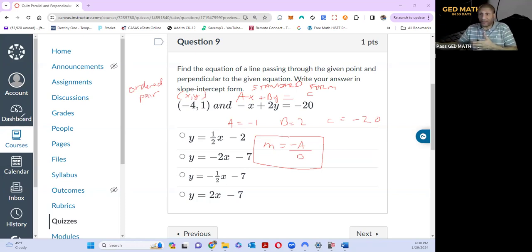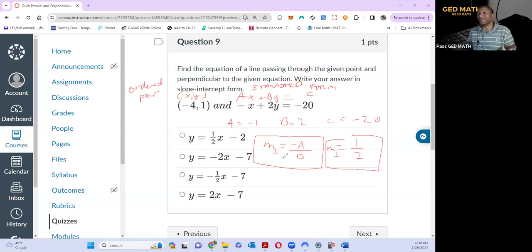So if you want to think of it that way, instead of negative A over B, think the opposite of A over B. So whatever A is, if it's negative, it's going to be positive. If it's positive, it's going to be negative. So the -1 becomes +1 over B, which is 2. So my slope of the perpendicular line, not this line.